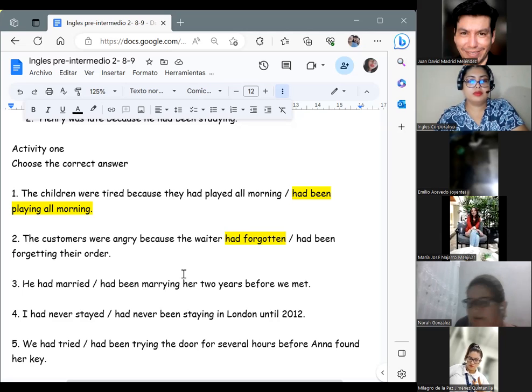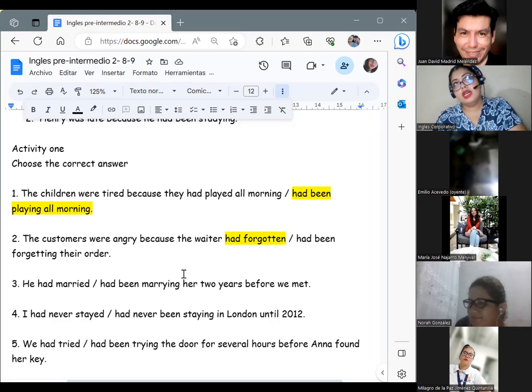Yes, because it is similar to the rule, no? When you use the before. Mm-hmm. Okay, but in this case, él se había estado casando con ella 2 años antes de conocernos, o él se casó con ella 2 años antes de conocernos. Se casó. Ah, had married.